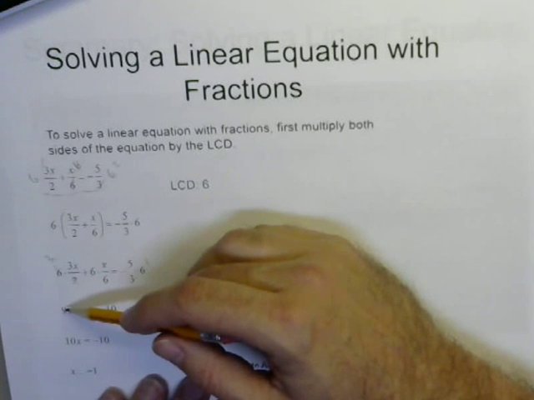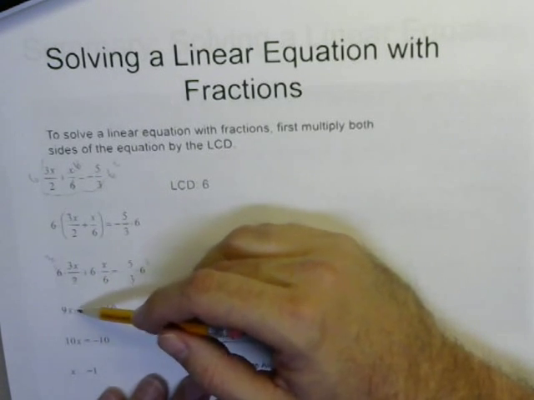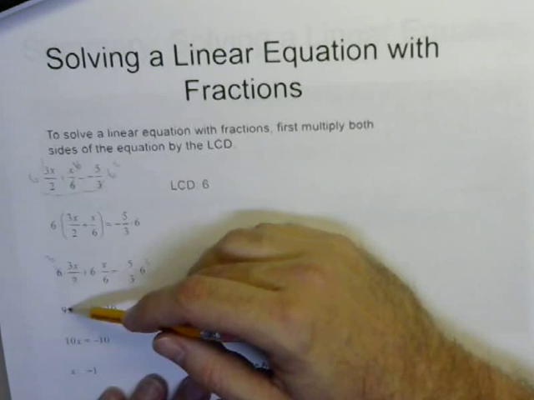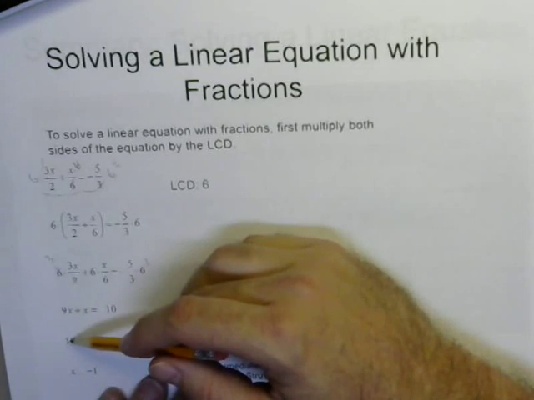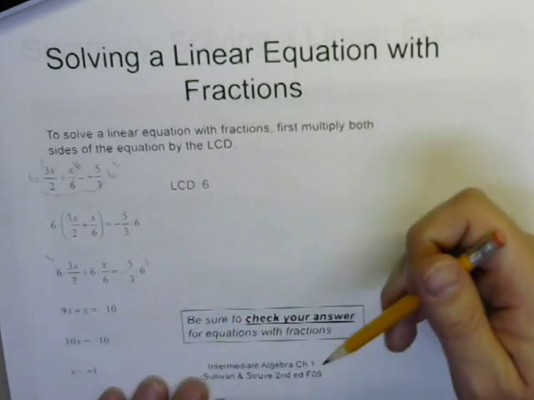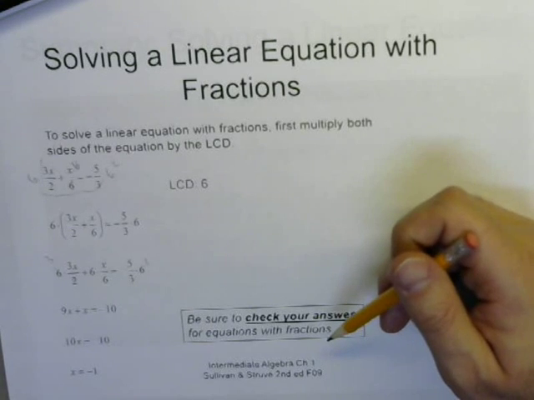So now we're just back to a regular linear equation. You would combine like terms. So 9x's plus another x is 10x. And then simply divide both sides by 10 and you'll get negative 1.